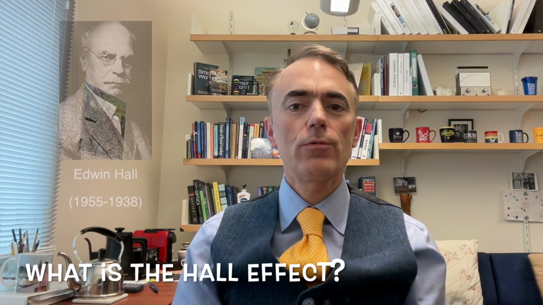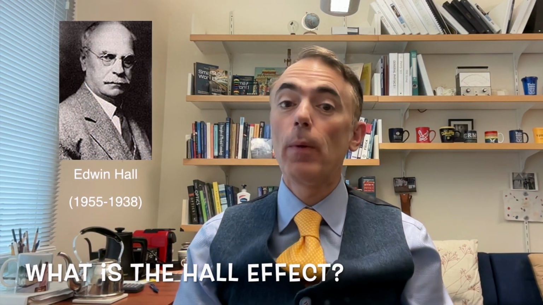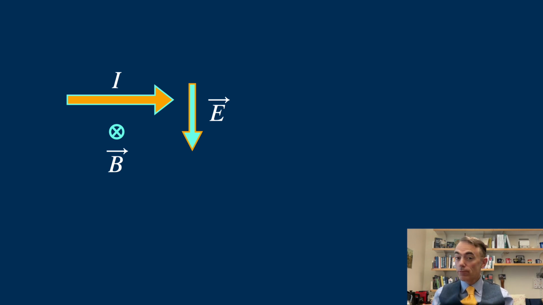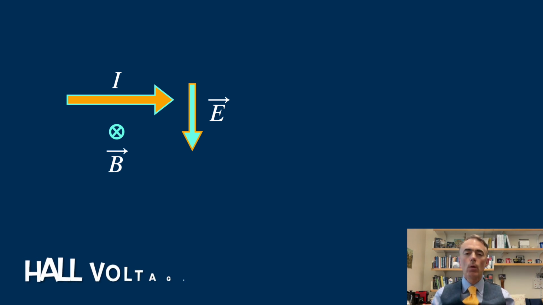The Hall effect was first observed in 1879 by Edwin Hall. If you have a current flowing through a conductor and then apply a magnetic field perpendicular to this current, something interesting happens. An electric field appears perpendicular to both the current and the magnetic field. This perpendicular field creates a voltage across the material. This is what we call the Hall voltage.